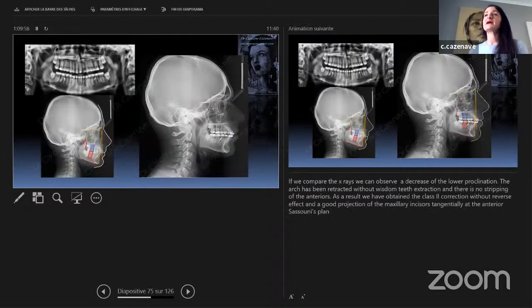If we compare the X-rays, we can observe a decrease of the lower proclination. The arch has been retracted without wisdom teeth extraction, and there is no stripping of the anteriors. As a result, we have obtained the class 2 correction without reverse effect and a good projection of the maxillary incisor tangentially to the anterior Sassoon plane.